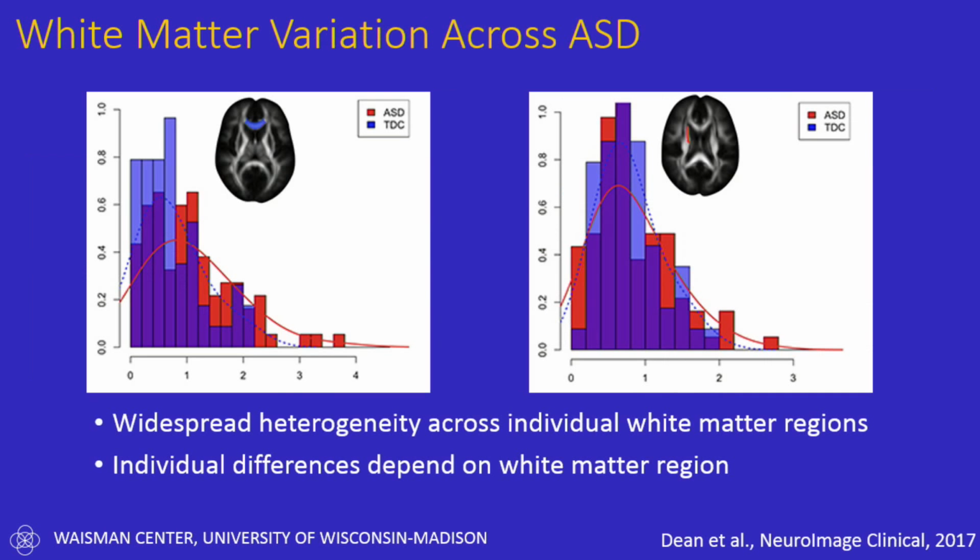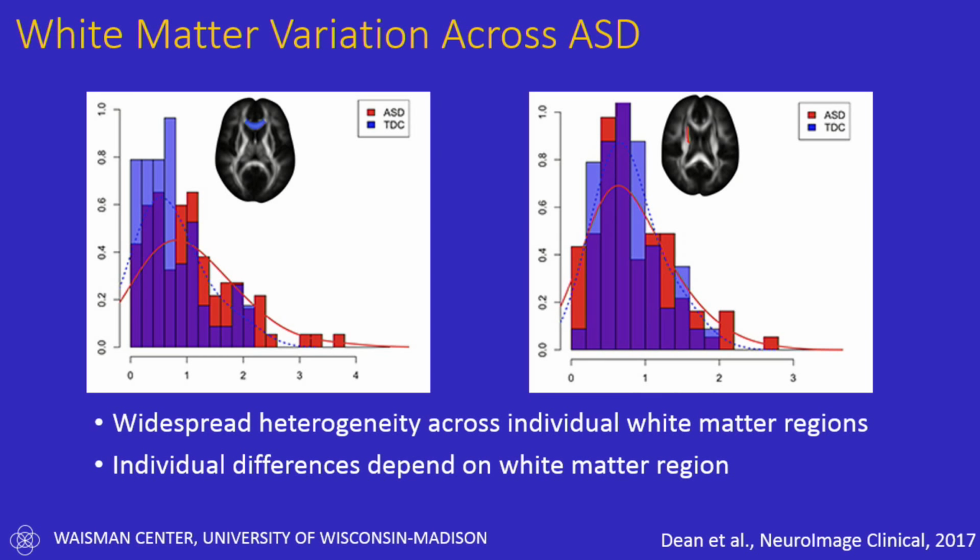But when I show these group differences, it's really important to realize that not every individual is affected in the same way. There's a very clear and widespread heterogeneity across different individuals and across different white matter regions. More recently, we've been trying to identify ways to capture this individual heterogeneity, and we've come up with some cutting edge measures to do so.